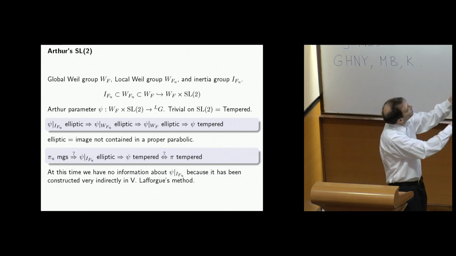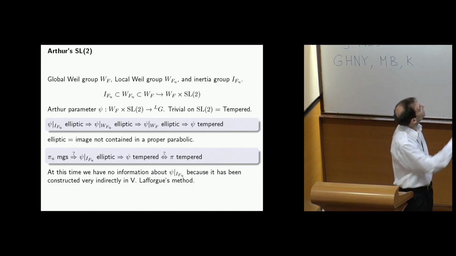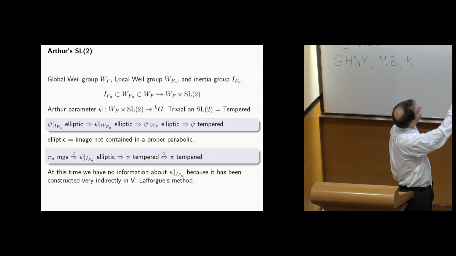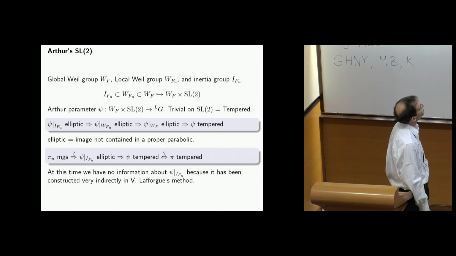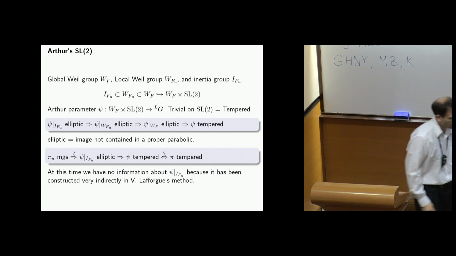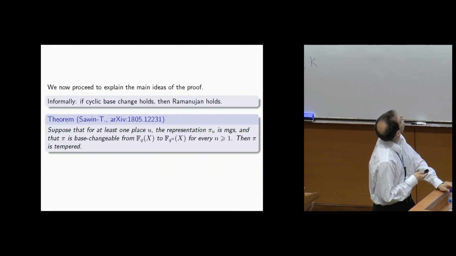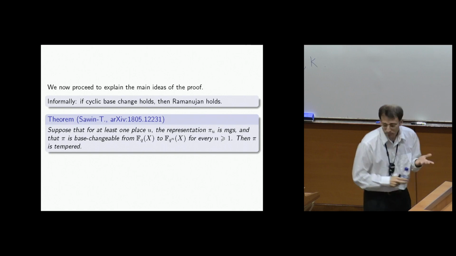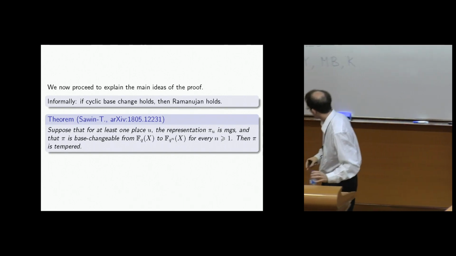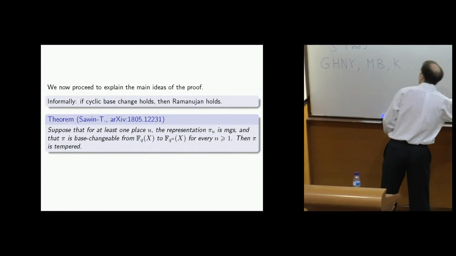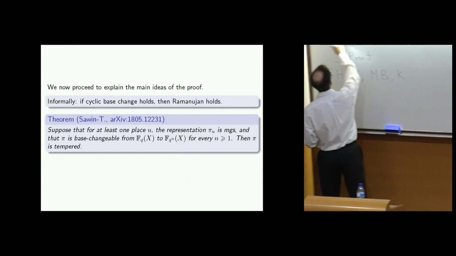So that's an Arthur conjecture from 1988 somehow: if you're in a supercuspidal L-packet, and even stronger MGS, then you have ellipticity of psi, and then tempered. So that's the situation. Now I'm going to explain the proof.